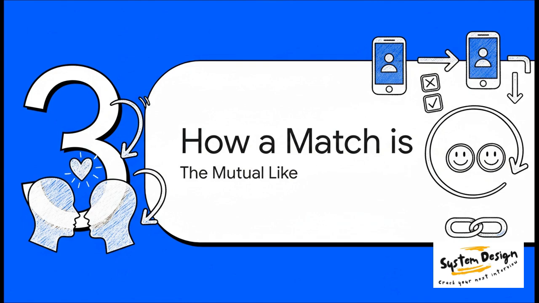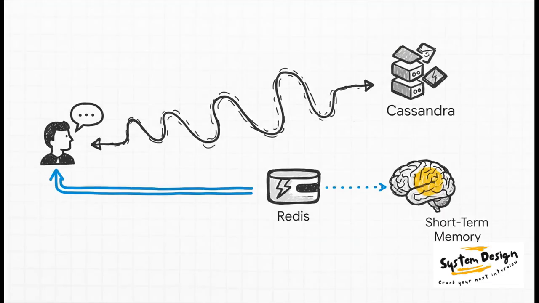Now comes the moment of truth, the part we're all waiting for. Did they swipe right on you too? Now, trying to search that enormous Cassandra database for one specific swipe would take forever. It'd be like looking for a needle in a continent-sized haystack. So the system does something really clever.